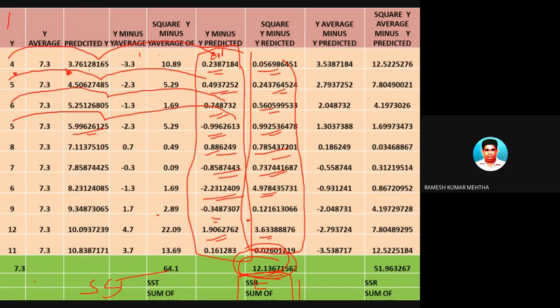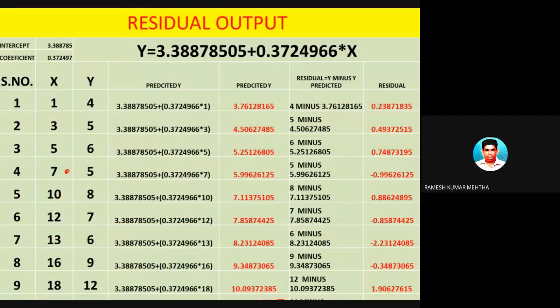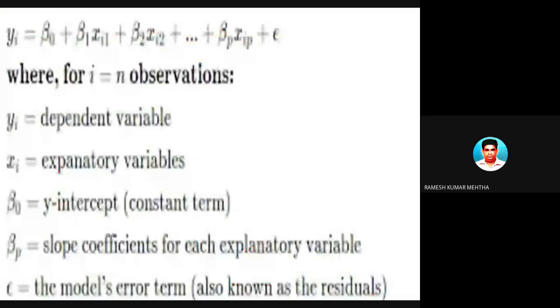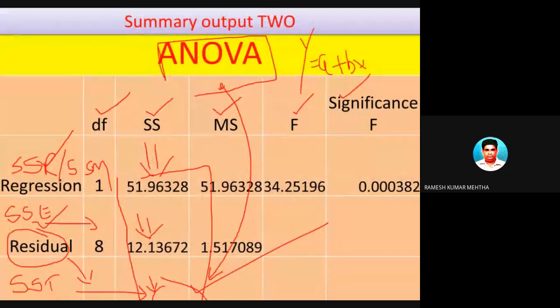Now you might have seen this particular 12.1367 in the ANOVA table. Let's see. Yes, 12.13672, so we have calculated this and we have calculated this.